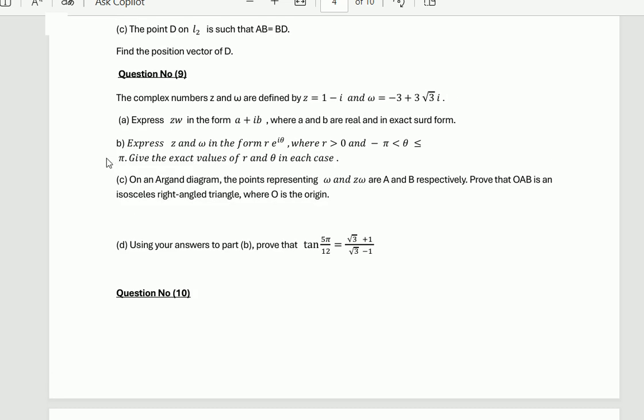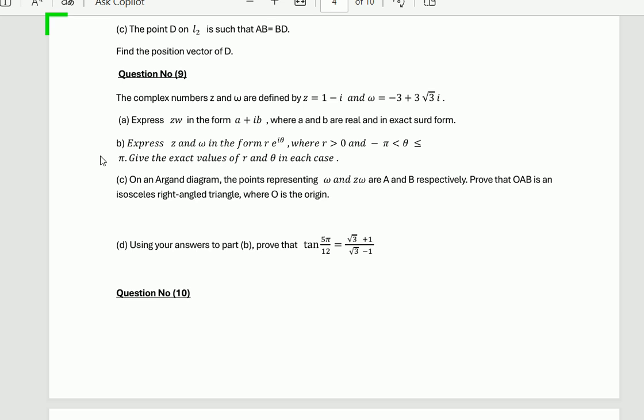For question number 9, the complex numbers z and omega are defined by z equals 1 minus i and omega equals minus 3 plus 3 root 3 i. Part A, express z omega in the form a plus ib, where a and b are real, in exact surd form.